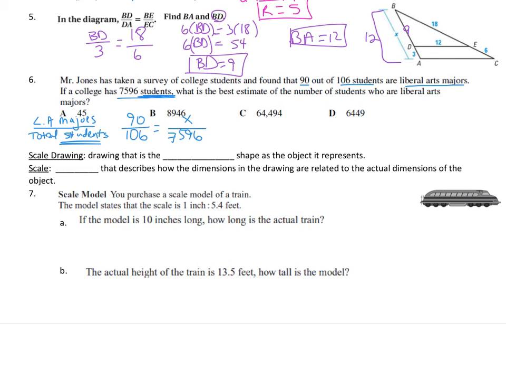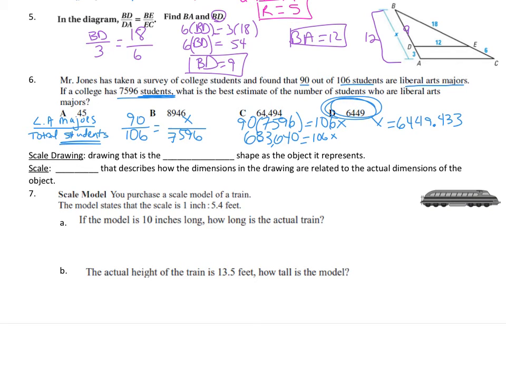So when we cross multiply, this is what your equation should look like. So now when we multiply those together, we get 683,640. Sorry about that. And then 106 on the other side. Once we divide everything, we get 6449.433. So we would circle answer choice letter D.